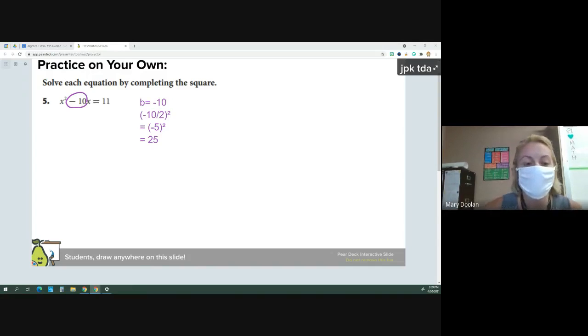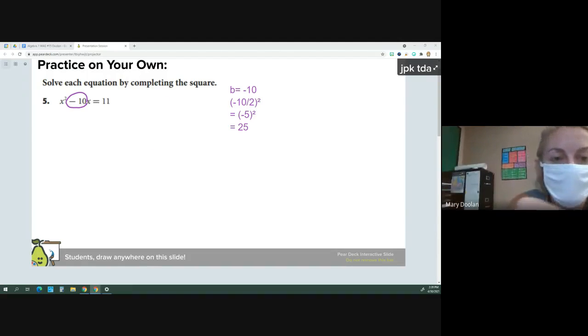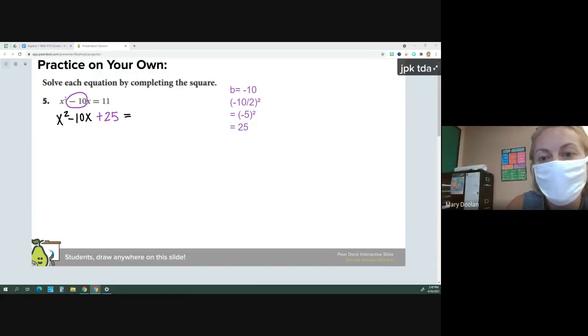So that tells me what to add to both sides of this equation. I'm just going to kind of move that over there. I'm going to use the pen tool here, so x squared minus 10x, and so we're going to add 25. This is going to complete the square, so I can factor it. And then we have 11 on the other side, which I need to also add 25 to. Keeps it in balance.